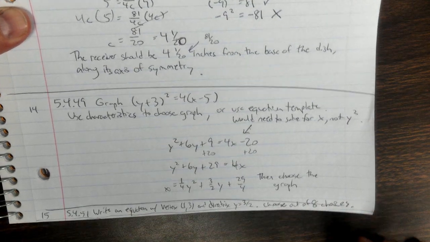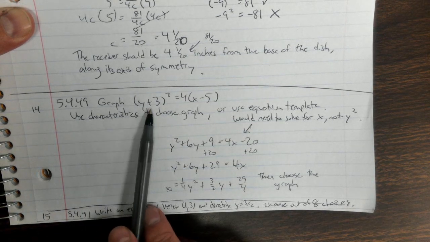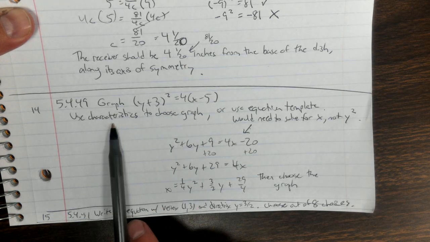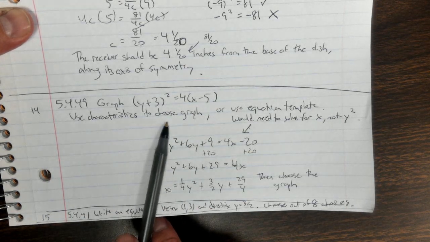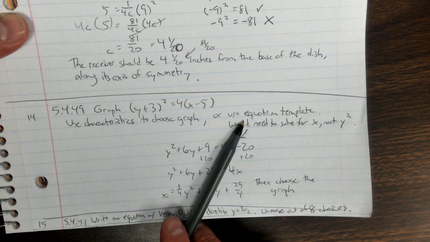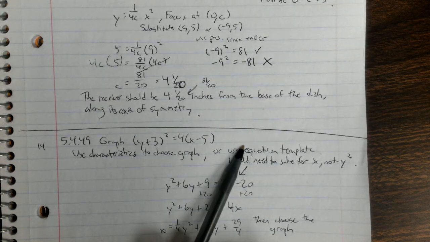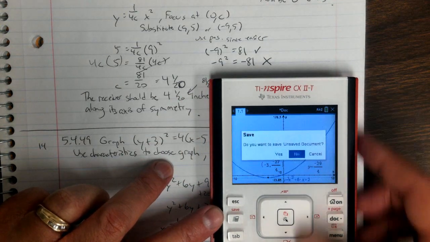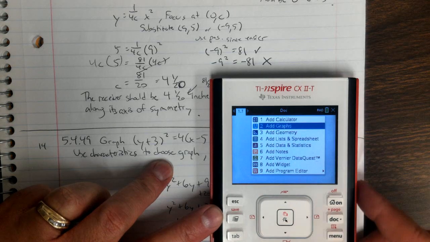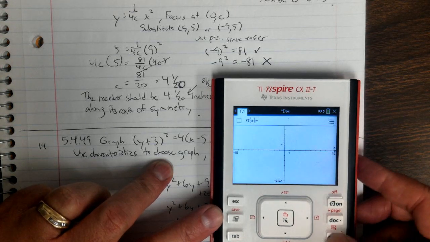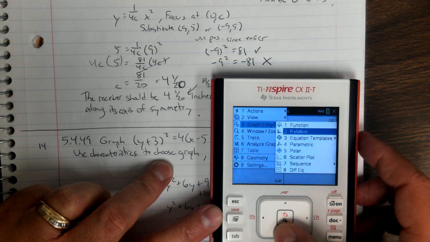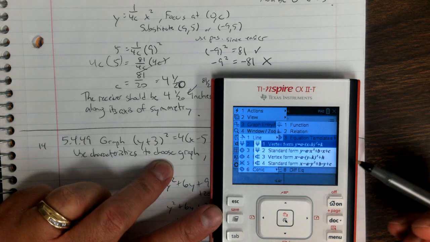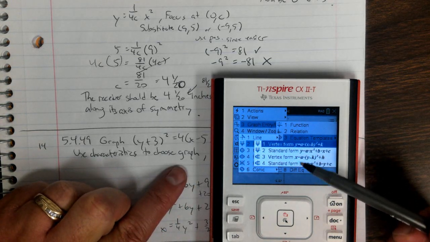The next part says graph (y plus 3) squared equals 4 times (x minus 5). This is where you could use your characteristics to choose the graph, or you could use your equation template. So let's look at that real quick. If we go back to our equation template, which seems to be pretty handy, you go to add graph, then graph entry, and then there's your equation template. So there's your parabolas. Now notice all of these say either y equal or x equal.